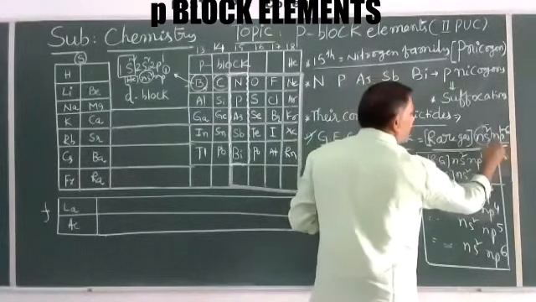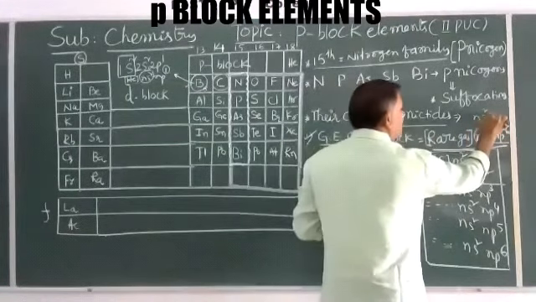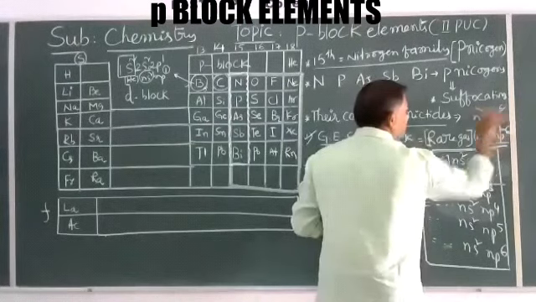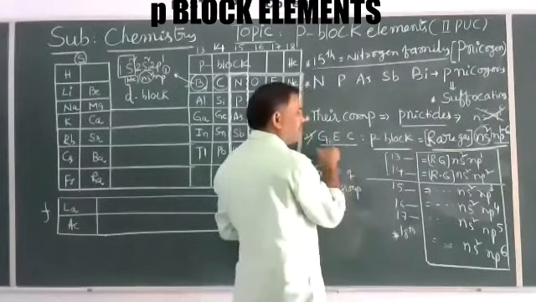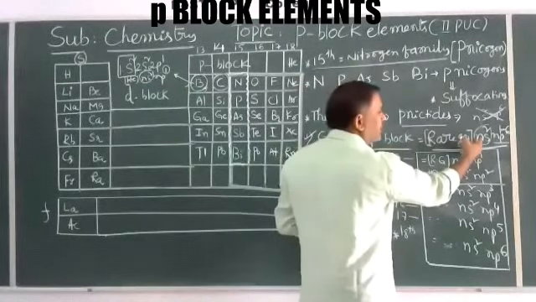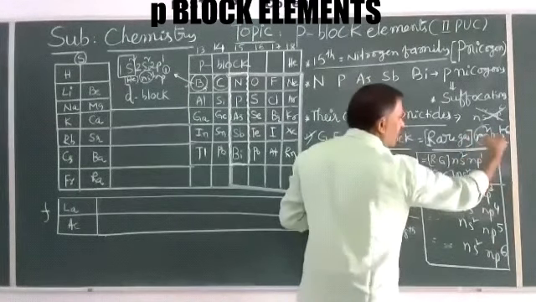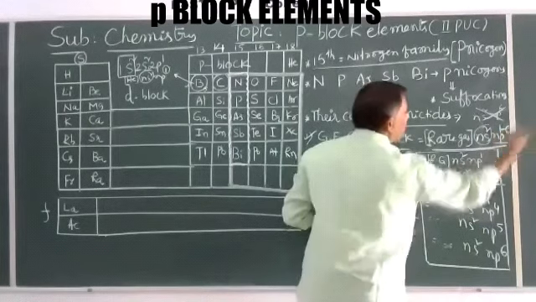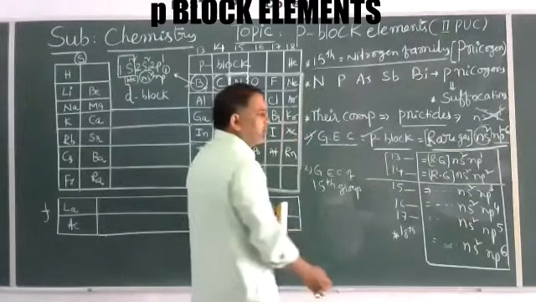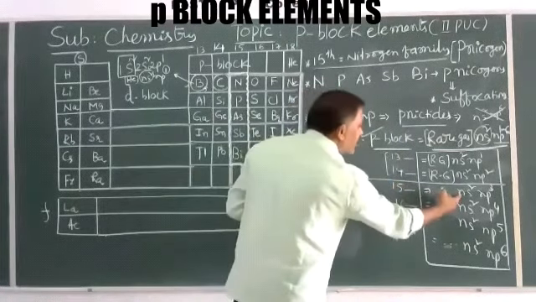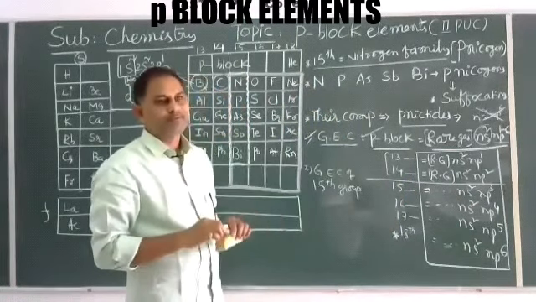That's why don't write ns2 np6 as the general electronic configuration of p block elements. That is wrong. That is only for 18th group elements. But for p block elements, the general electronic configuration is ns2 with np1 to np6, completely paired ns and electrons increasing from 1 to 6 in the p subshell. That is the general electronic configuration for the complete p block, and for the 15th group it is ns2 np3. That is the first important electronic configuration.